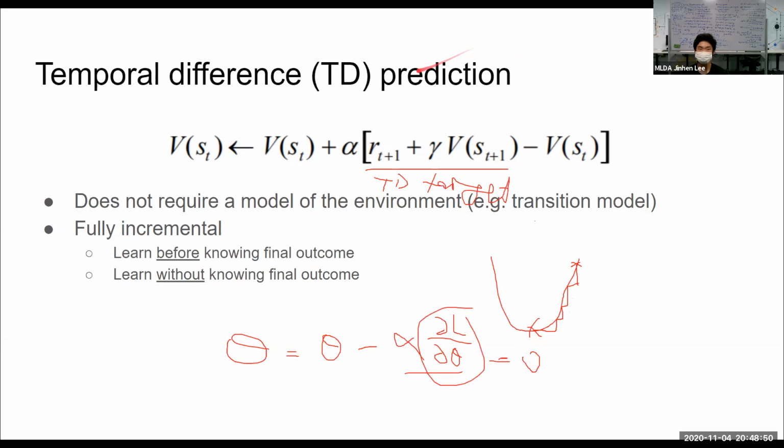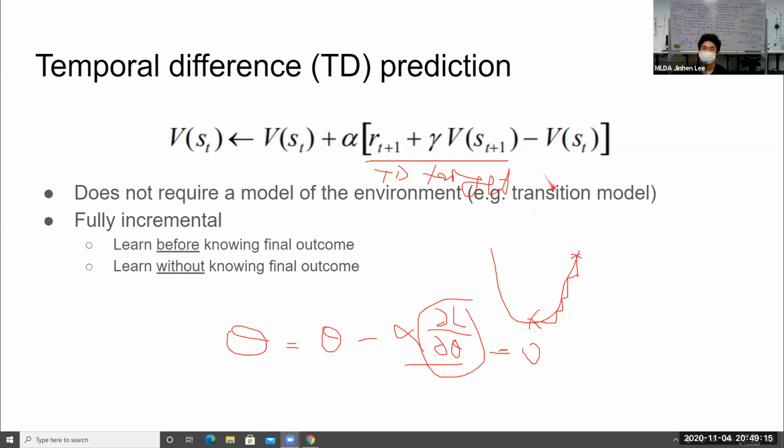In this case, you can also visualize it similarly. You update this all the way until this TD target is as close as possible to the actual value. In this case, it is 0 and no more update anymore. So we can say that your algorithm has converged.